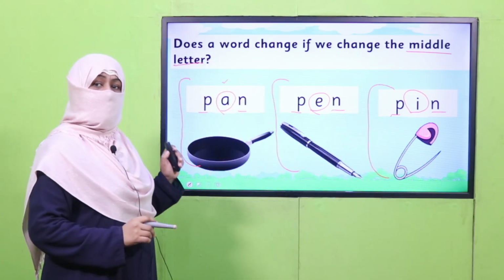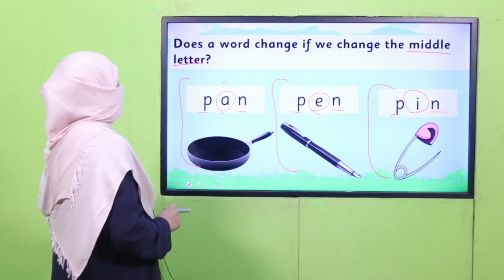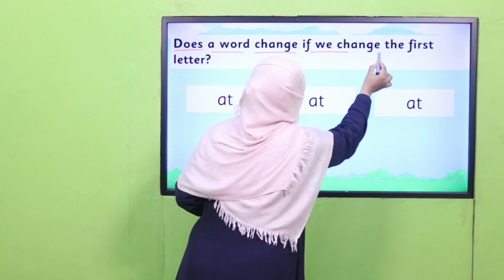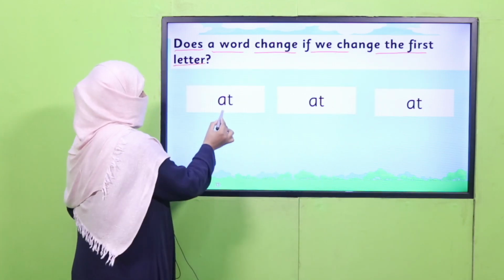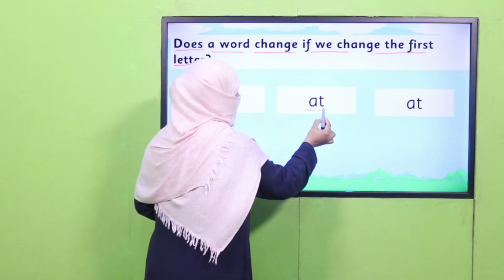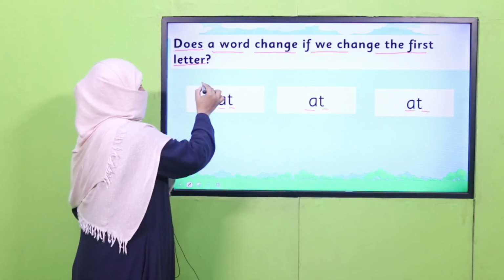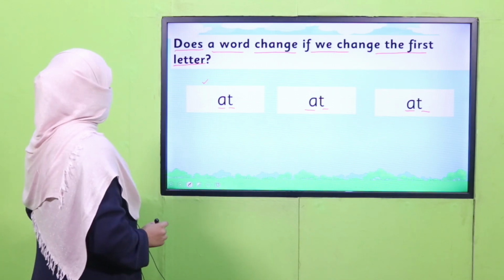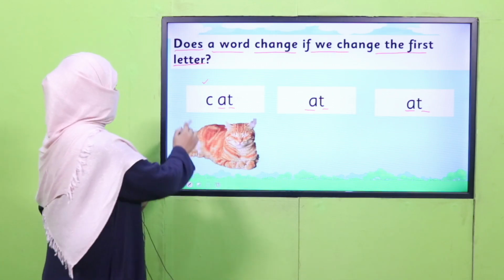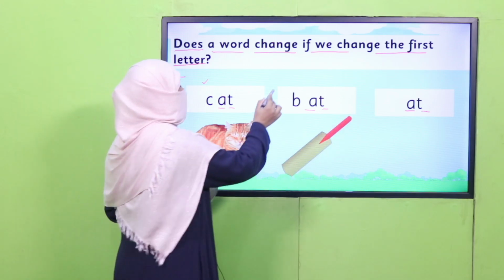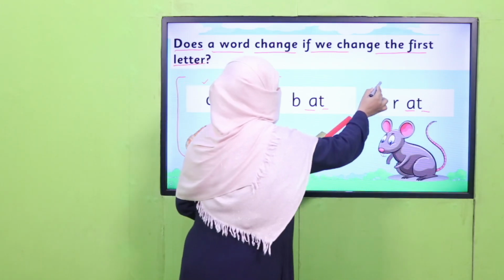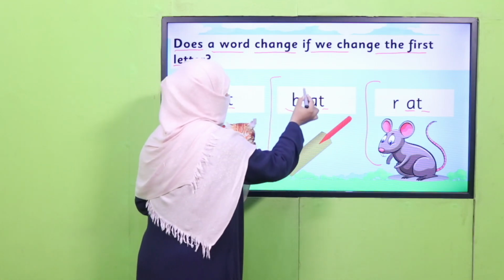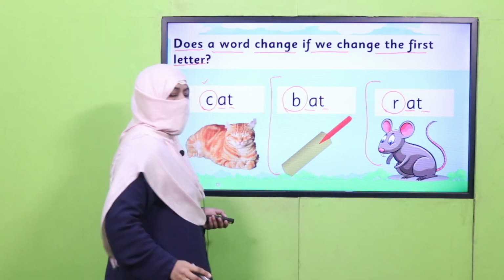Now let's do the same test for the initial sound. Does a word change if we change the first letter? Now, A-T. We'll put a first letter and see, do we get a new word? Cat, bat, rat. So by putting a new letter in the initial position, we get a new word.